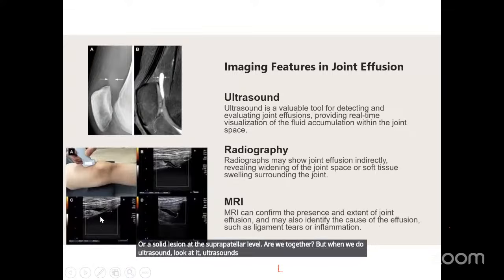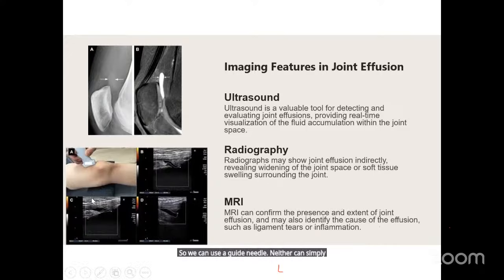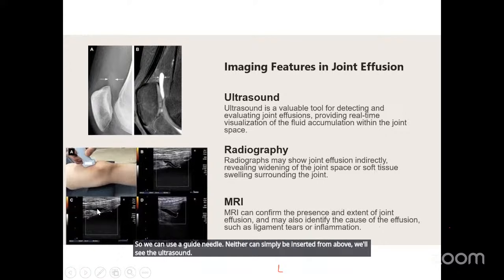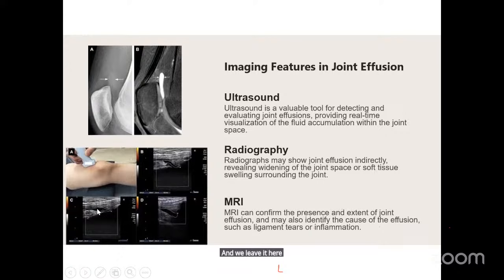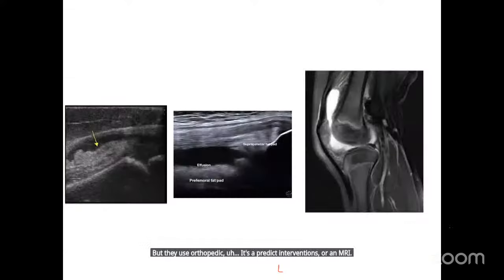Are we together? But when we do ultrasound, look at it. The ultrasound is just placed. That's the patella. And look, there's significant fluid collection. So we can use a guided needle. The needle can simply be inserted from above, we see it on the ultrasound, and it will simply be suctioned and other reagents administered in order to reduce joint pain and other things, whether orthopedic interventions or even MRI guided procedures. Are we together?